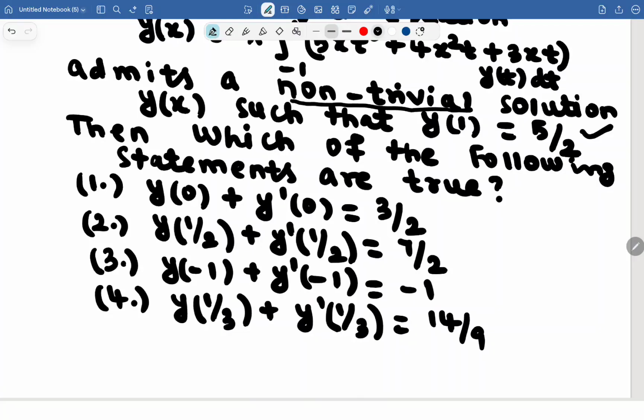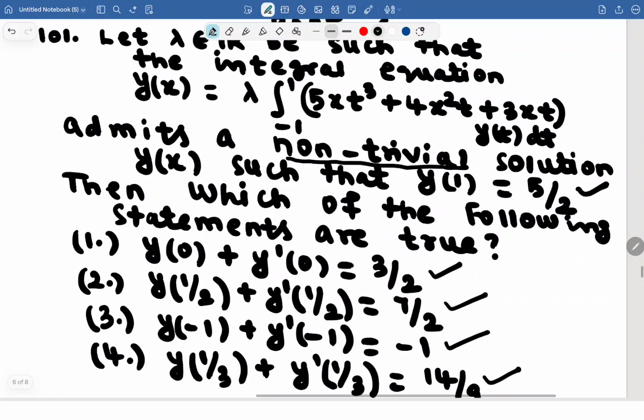Since the problem is from part C, more than one option may be a correct option. First option: y of 0 plus y dash of 0 is 3 by 2. Second option: y of 1 by 2 plus y dash of 1 by 2 is 7 by 2. Third one: y of minus 1 plus y dash of minus 1 is minus 1. Fourth one: y of 1 by 3 plus y dash of 1 by 3 equal to 14 by 9.